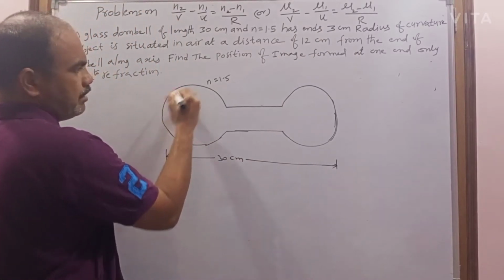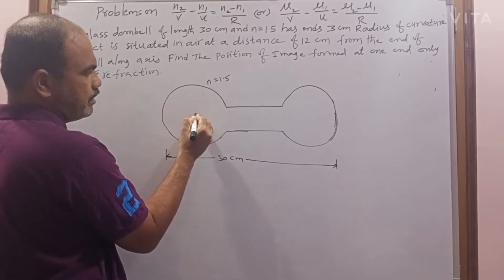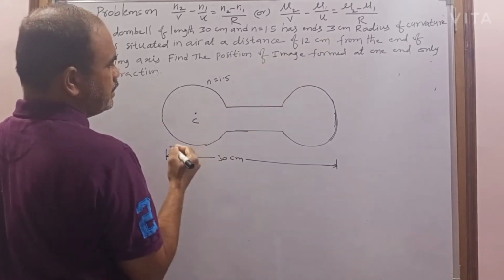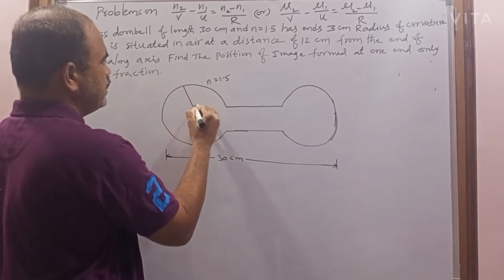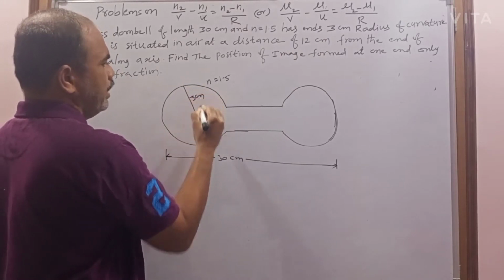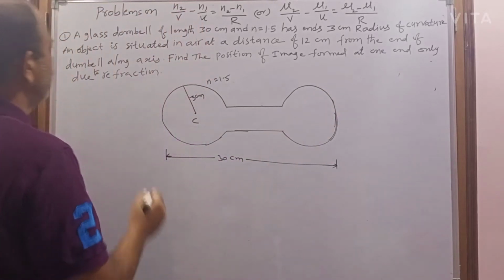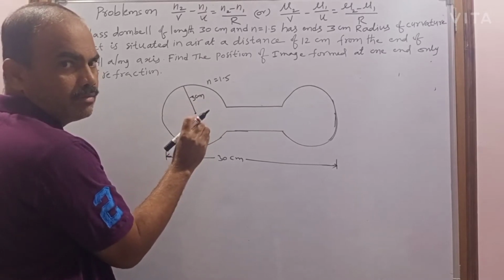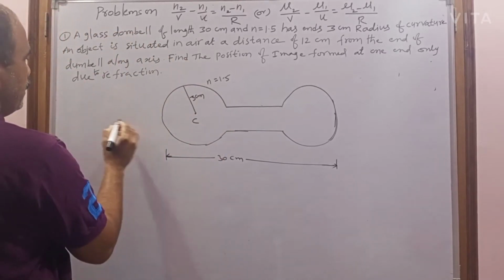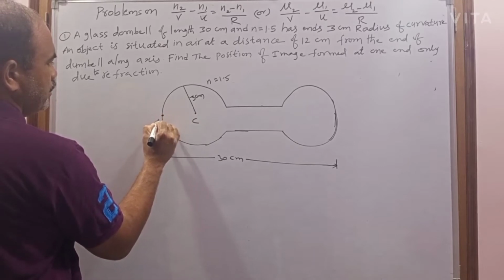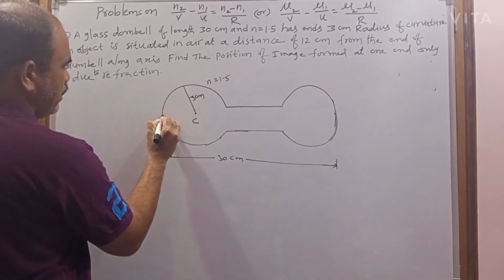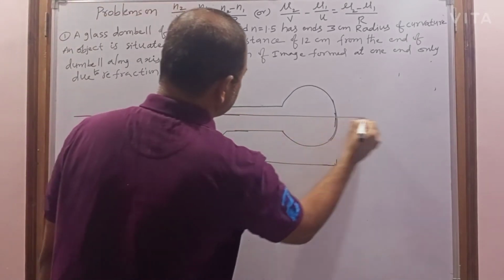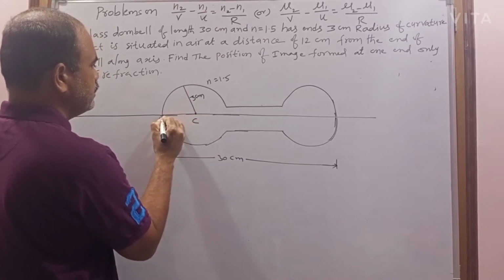By taking this curved surface, when I draw the sphere, you get the center of the sphere, which is known as the center of curvature. The radius is 3 cm, and this end also has 3 cm. An object is situated in air, not in the dumbbell, that is, not in glass. Now consider this is the pole of this curvature. When I draw the line passing through the pole and center of curvature, you get the principal axis. So this is the principal axis.